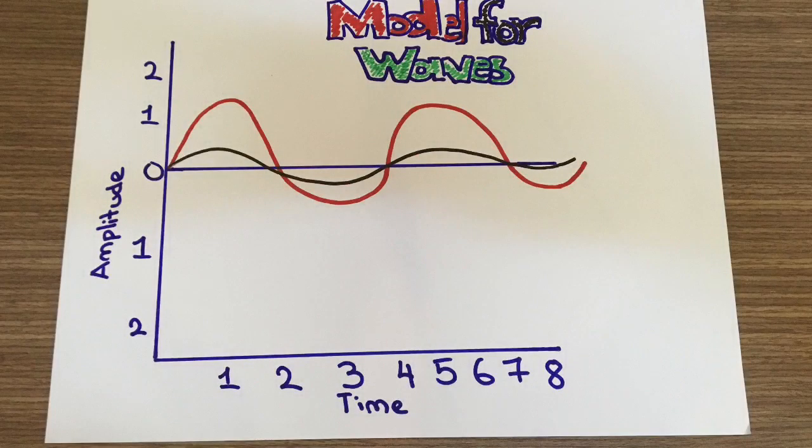So for this part, I decided to draw out two simple waves so that I can explain how the wave's amplitude affects its energy. So as you can already see, the black wave has lower amplitude and the red wave has higher amplitude, which means that the red wave is going to have more energy and the black wave is going to have less energy.